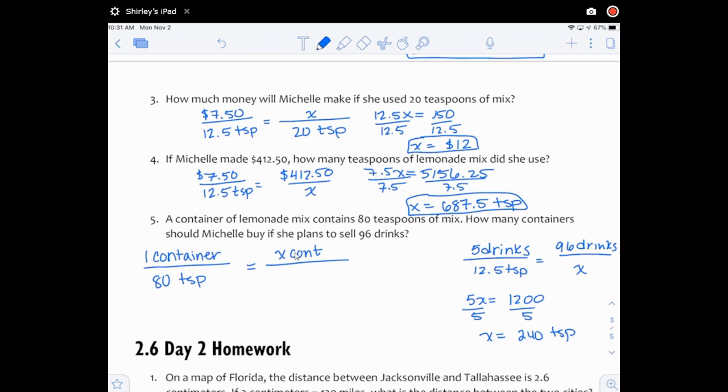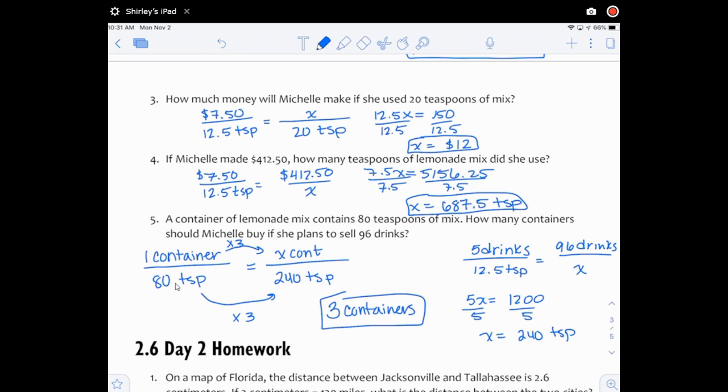So now I can set up my proportion over here. If I know that one container is 80 teaspoons, how many containers for 96 drinks? But now I know 96 drinks is 240 teaspoons. So we could do cross products, but I also recognize that I have an easy scale factor here. 80 times 3 gets me to 240. So I can do 1 container times 3 to get 3 containers.